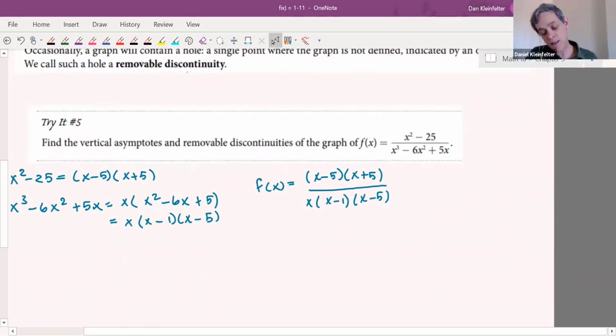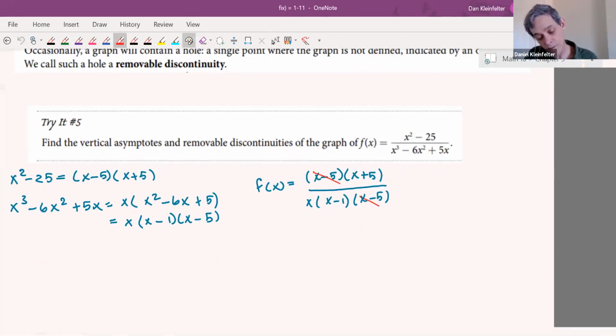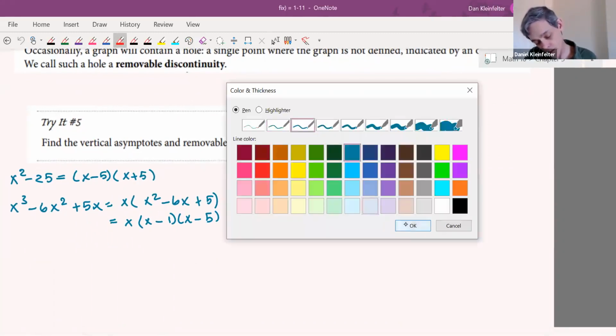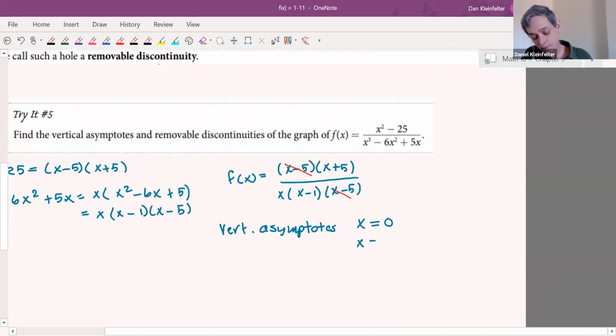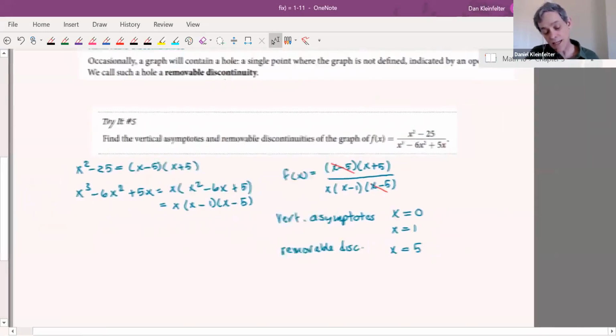All right, so there's going to be one removable discontinuity. So it says find vertical asymptotes. So the vertical asymptotes will be x equals 0, so the y-axis, and then x equals 1. And then there will be a removable discontinuity at x equals 5.